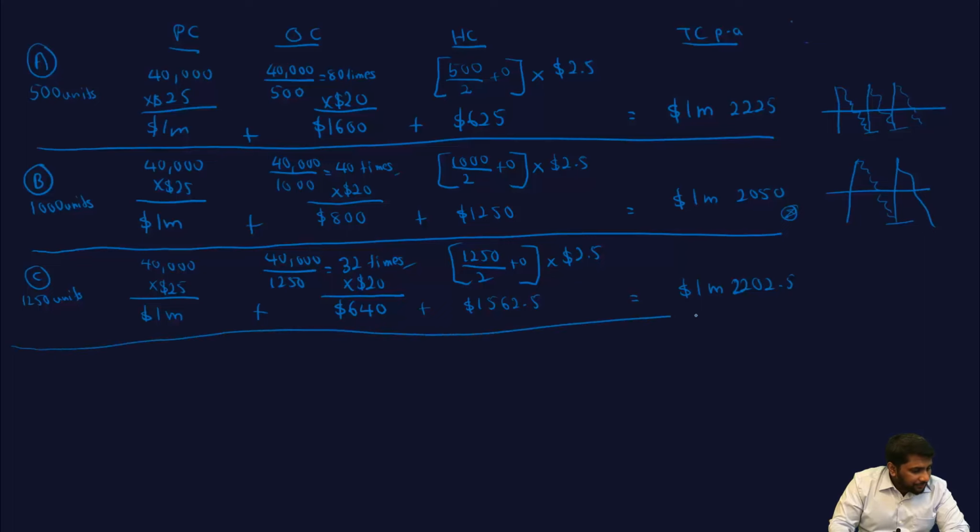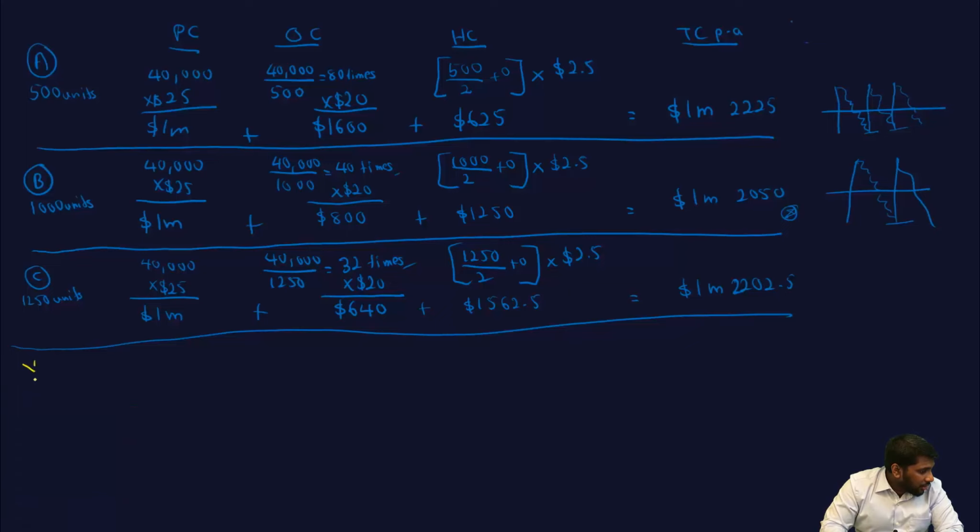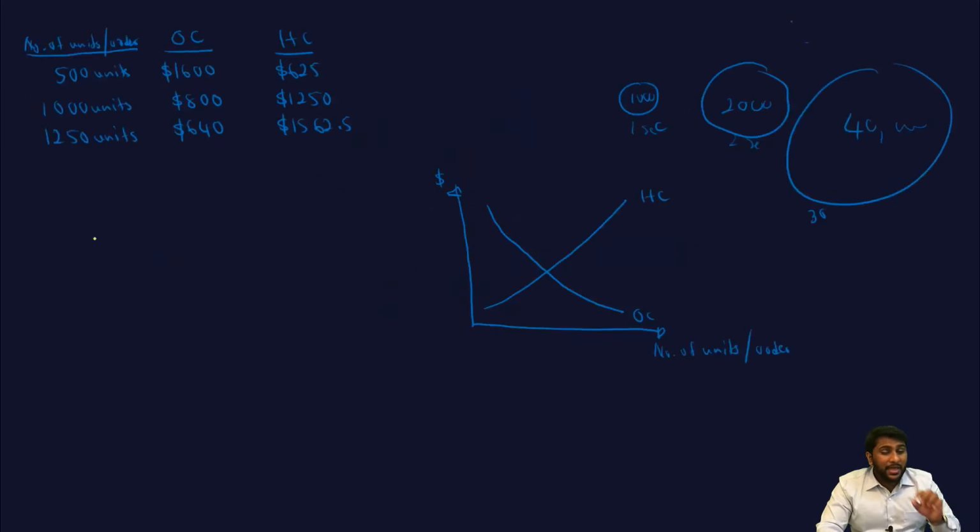Now you are going to this company as an ACCA student. You are telling them all these opinions given by the managers are wrong. I will give you the best opinion. I will tell you the best number of units that you should order per order. It's not 500, it's not 1000, it's not 1250. I will tell you the best one. Now, as an ACCA student, you are telling this. So how are you going to calculate the best number of units that you should order per one order? How to calculate it? You have to use the EOQ formula.